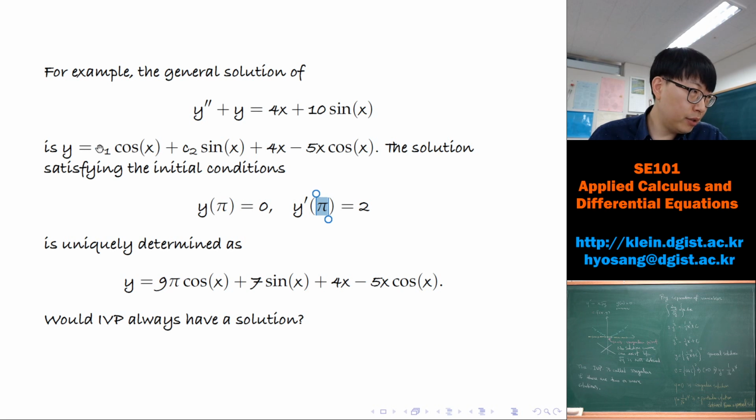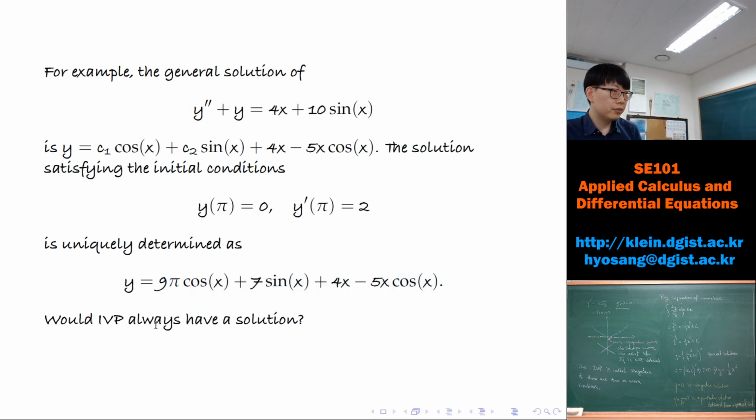If you want to find a particular solution satisfying these two initial conditions, then plug pi in for x and set it equal to 0. Second, take the derivative of this formula, plug pi in for x and set it equal to 2, to solve for C1 and C2. So basically you have to solve a system of simple equations to find the two variables, C1 and C2. So then this is the result.